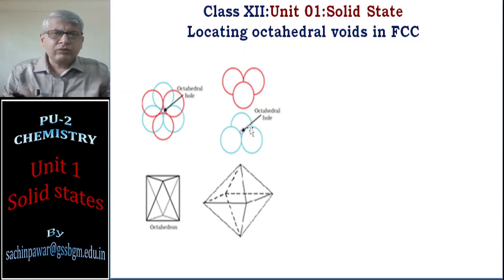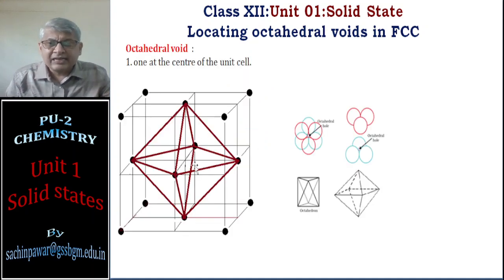Now when we try to find that, one such octahedral void can easily be found in the center of the face centered cubic unit cell. See, this center has 6 particles: face 1, face 2, face 3, face 4, face 5 and face 6. If you join these 6 face centered particles by imaginary lines, you will get an octahedral pattern. So this void at the center of the FCC unit cell is an octahedral void. So one octahedral void we have identified.